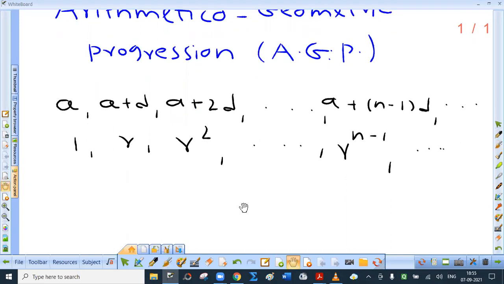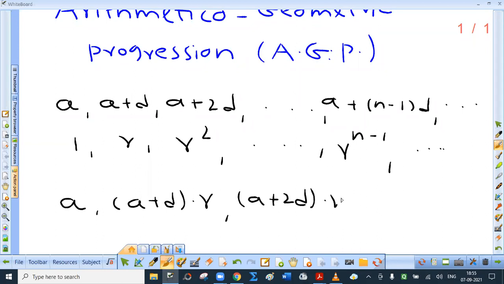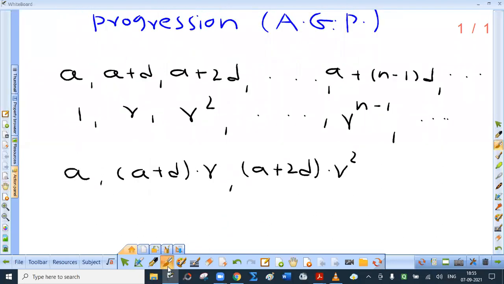Now multiplying the corresponding terms of the above two sequences, we get the sequence whose terms are. Can you tell me those terms? A into 1 is A, comma, A plus D into R, comma, A plus 2D into what? A plus 2D into R square. I will not write that, but can you tell me the next term? Yes, it is A plus 3D into R cube, and so on.